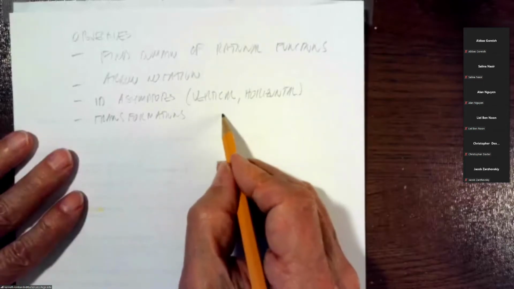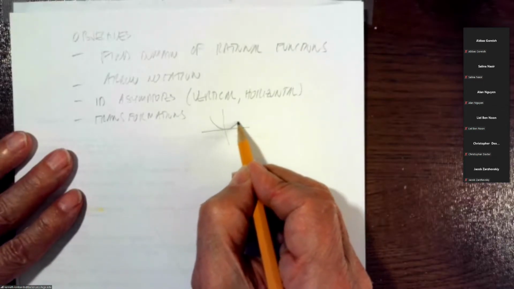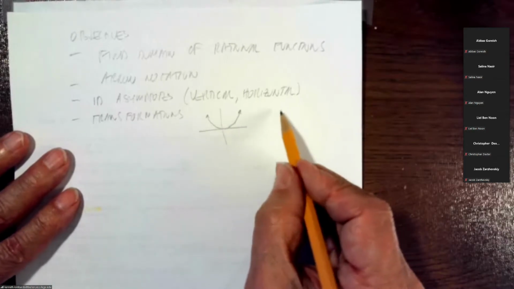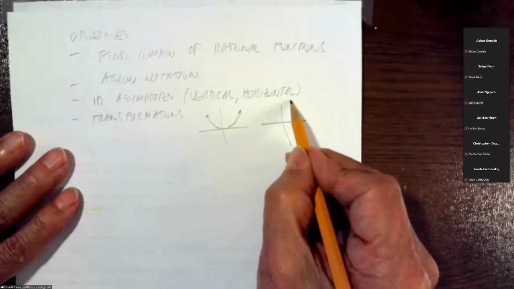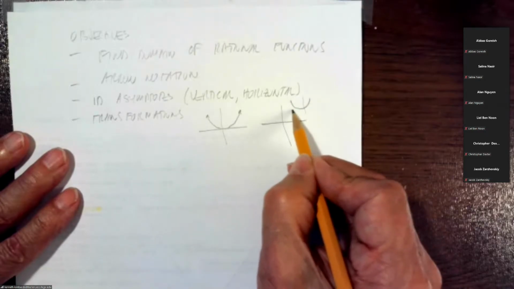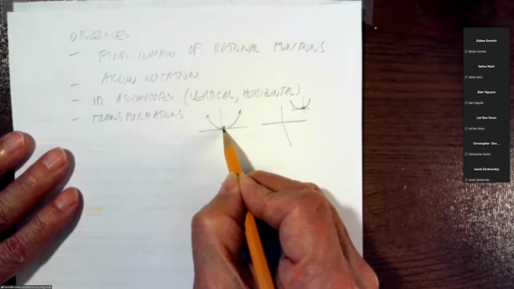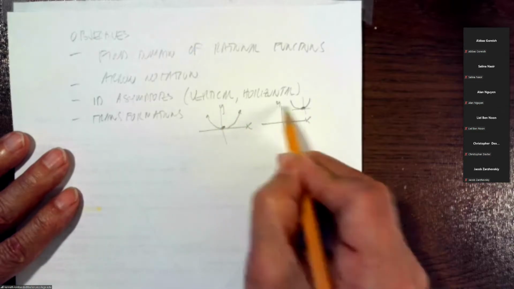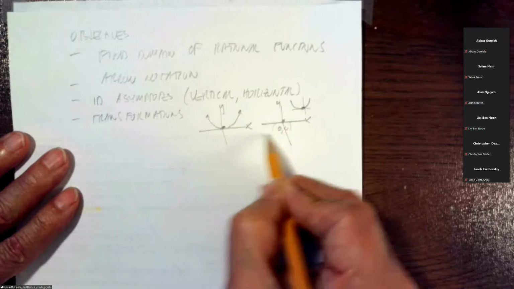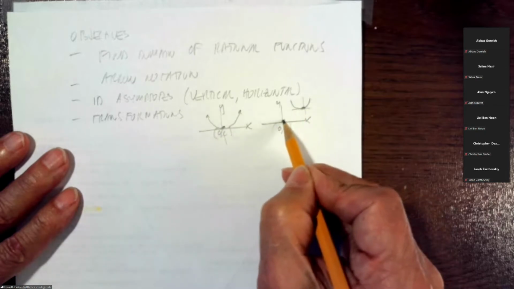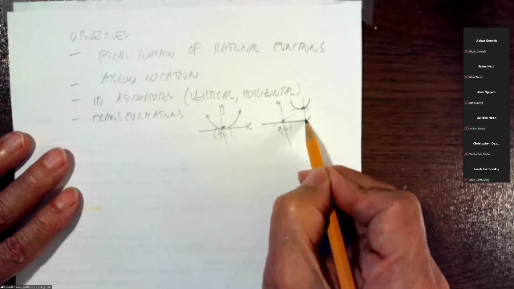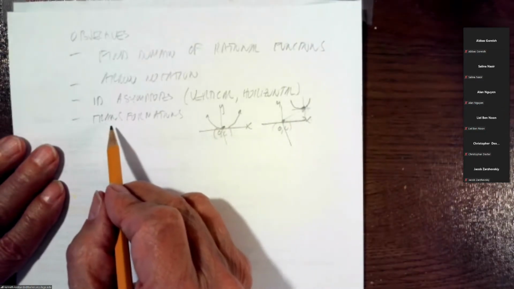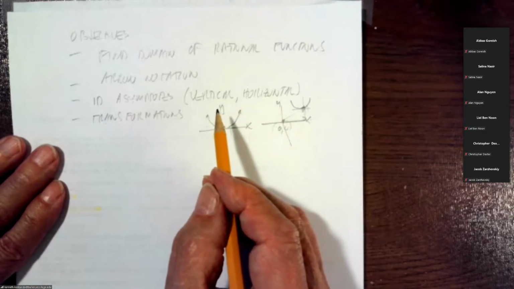Remember, transformations: if I have a graph that looks like that, and I want to move it horizontally and vertically, I might have something that got shifted to here, where this vertex got moved from the origin of X and Y to up here, over and up. So we shifted right, we shifted up. So those are what we're calling transformations. We move from here to here.